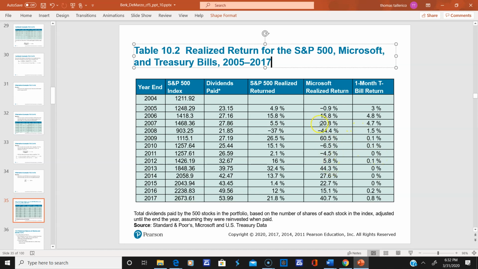So you could clearly see Microsoft over the years, how nice the returns were, right? This was considered a really good stock. And the S&P had a couple good years, but nothing compared to Microsoft, right? But Microsoft had a rough year in 2008, but everyone did, right? That was the systemic risk of the great crash, the recession.